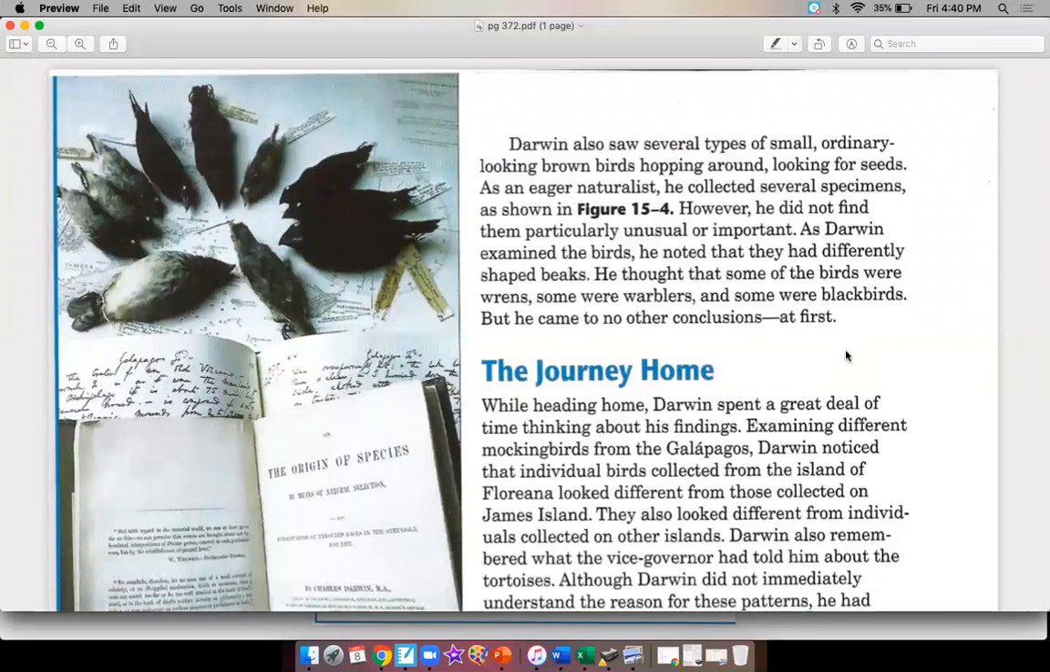Darwin also saw several types of small, ordinary-looking brown birds hopping around, looking for seeds. As an eager naturalist, he collected several specimens, as shown in 15-4. So these are, over here, birds that he had collected, killed, and had stuffed, and used them to study. However, he did not find them particularly unusual or important. As Darwin examined the birds, he noted that they had different shaped beaks. He thought that some of the birds were wrens, and some were warblers, and some were blackbirds. But he came to no other conclusions at first.